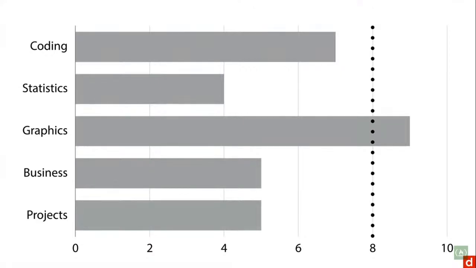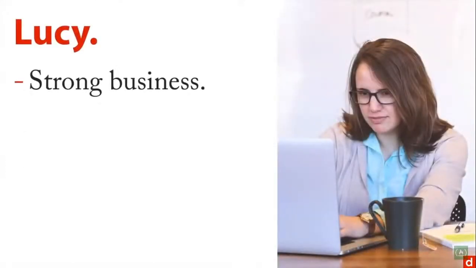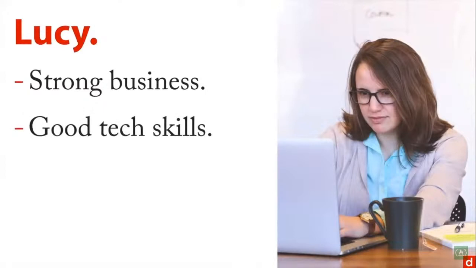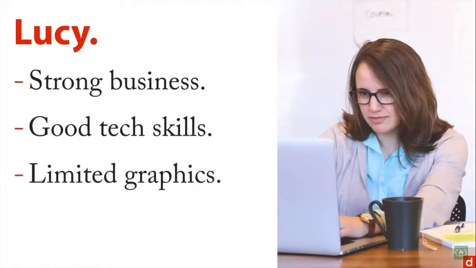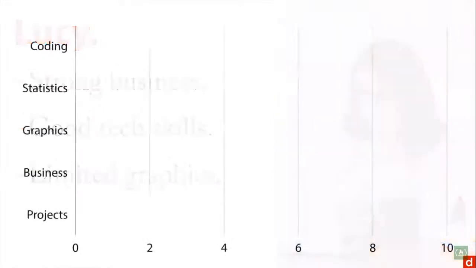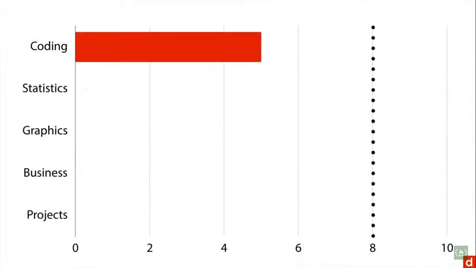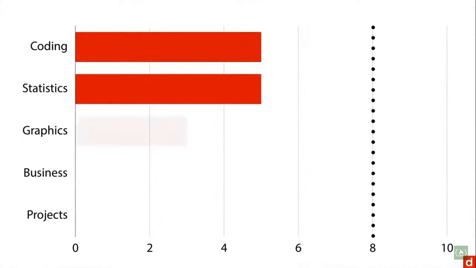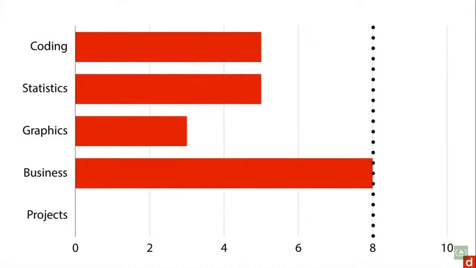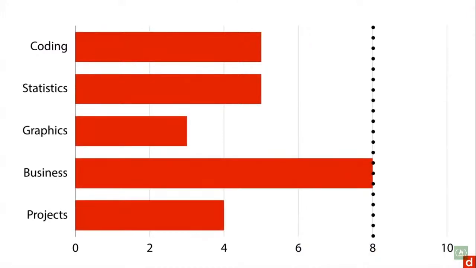So what you can see here is that in only one of these 5 areas is Otto sufficient on his own. On the other hand, let's pair him up with somebody else. Let's take a look at Lucy. Lucy has strong business training, has good tech skills, but has limited graphics. And so if we get her profile on the same thing that we saw, there's coding, pretty good. Statistics, pretty good. Graphics, not so much. Business, good. And projects, okay.